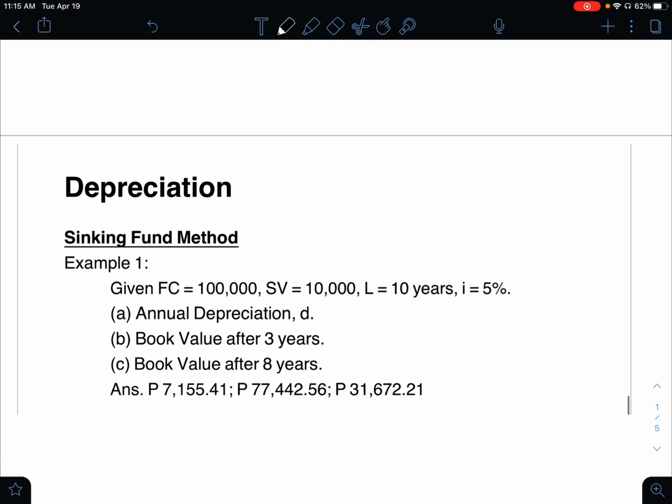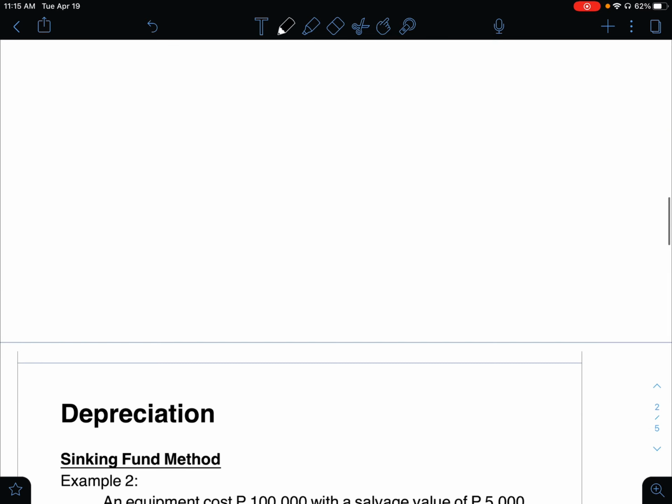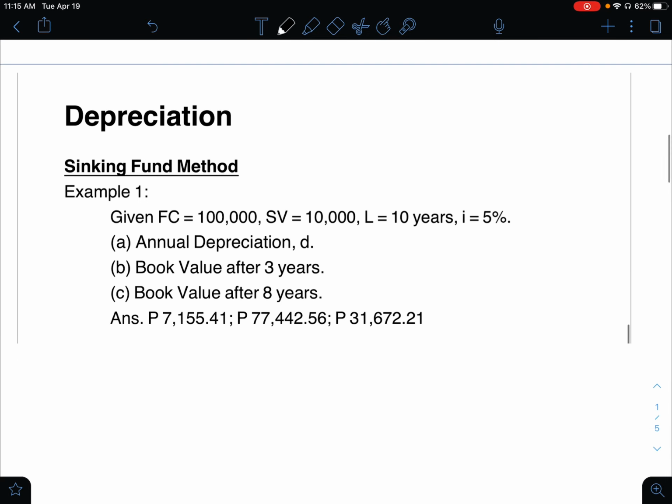So for the sinking fund method, let us now go to the examples. I will be giving you 3 examples for this method. Example number one is given the first cost, which is 100,000, the salvage value, which is 10,000, and L equal to 10 years. We also have I, or the rate, which is 5%. The question is, what is the annual depreciation?